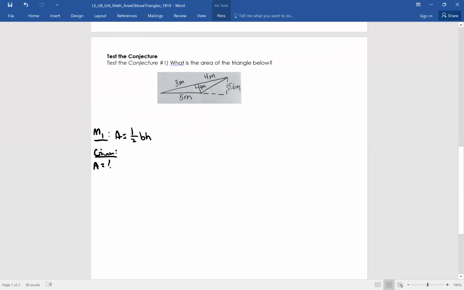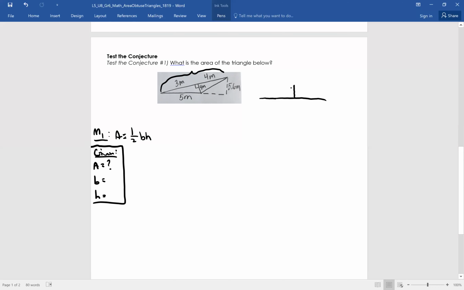Not the area, because that's what we're looking for. Are we given a base? Are we given a height? Now, some of you may be confused as to how this triangle looks. So what I would do is, I will flip the triangle, because the base is actually up here. Weird, right? Let me go ahead and flip this triangle so it can be easier for me to see.